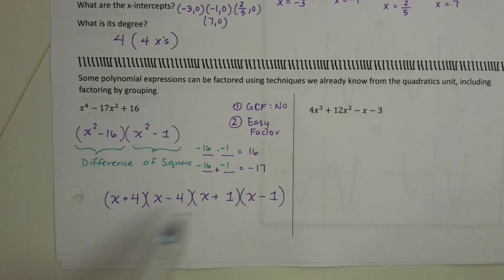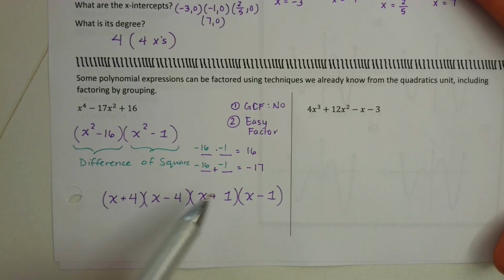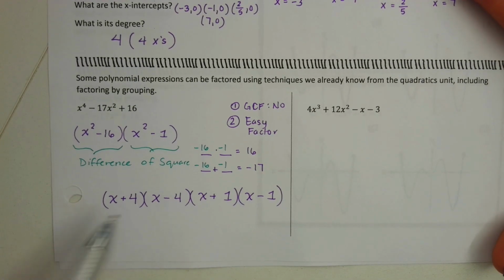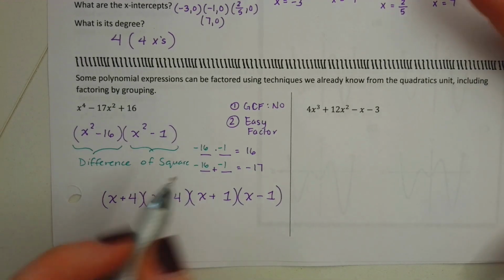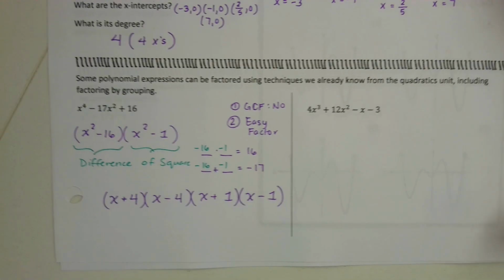Now the order you write these all in doesn't really matter. And I can tell this doesn't factor anymore because I don't have any more squared terms. So that's not possible. All the rest of these are just little linear prime factors. So I know it's not going to factor anymore. So this should be your final answer for this one.